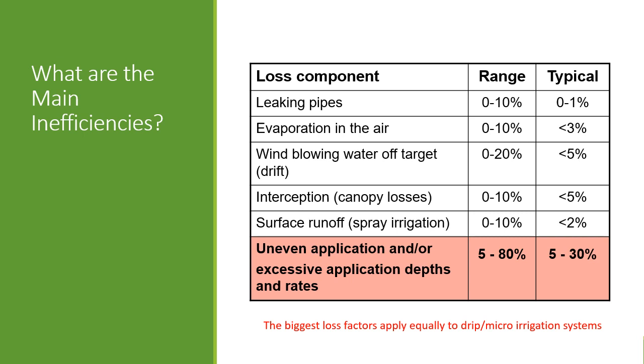However, one of the worst parts about irrigation inefficiencies is uneven application or distribution uniformity and excessive application depths and rates. This is where we can see a range of somewhere between 5 to 80% inefficient water use and typically between 5 and 30%. As I said at the start, these typically can't be seen by the eye, but we can see the other things and we get really emotive about them. But actually getting these other things right, even water application and managing our water so that we're applying what we need when we need it, that's where we can see some of our biggest gains.